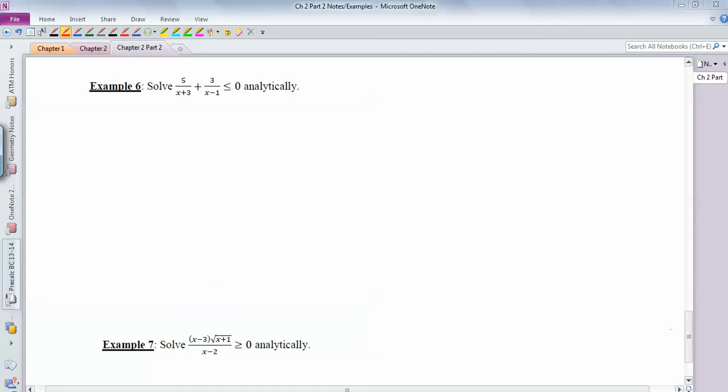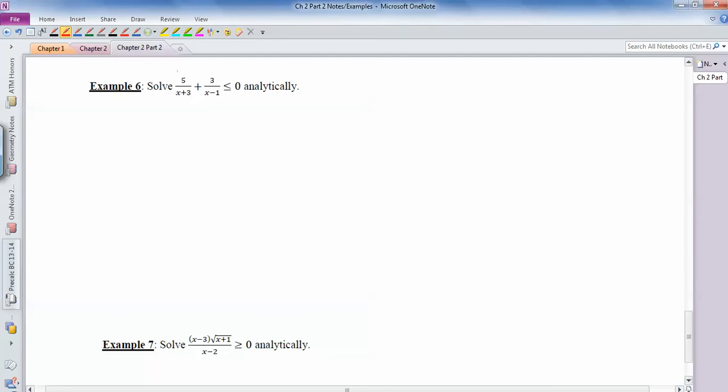Okay, so this is the last video from the Chapter 2, Part 2 notes. The examples, anyway. So this is examples 6 and 7. The first one we have to solve analytically, which basically means show all your work, do it algebraically, don't just use the calculator graph or anything like that. So in this one, we care about when it's less than or equal to 0.